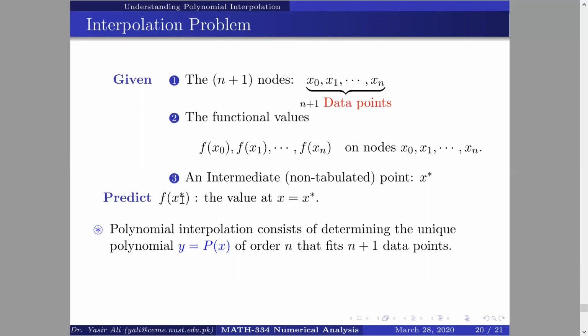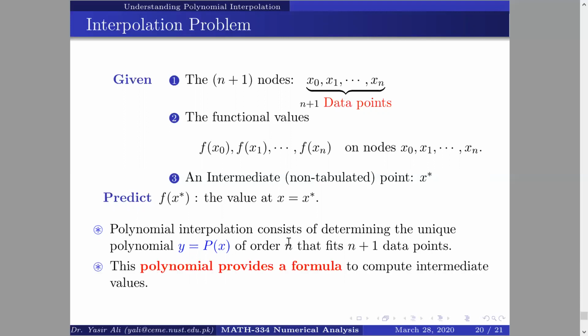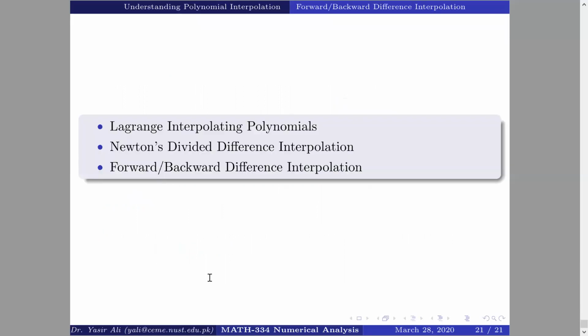A polynomial interpolation consists of determining a unique polynomial y equals p of x of order n that fits the n plus 1 data points. So for n plus 1 data points, we will get a polynomial of degree n. Then we use this polynomial to compute the intermediate value. So this is the problem which we have to solve in interpolation.